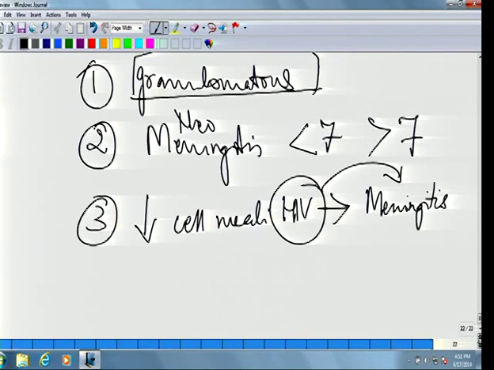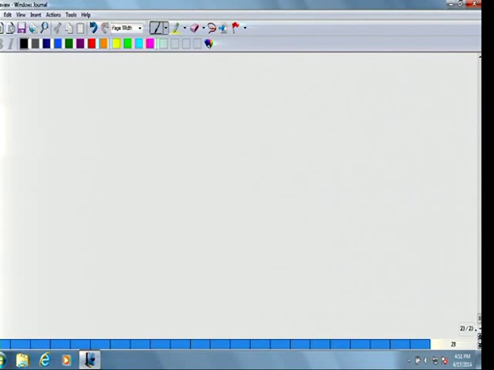Okay. So then next we have a few gram-negative rods like Pseudomonas. So Pseudomonas, gram-negative rod.